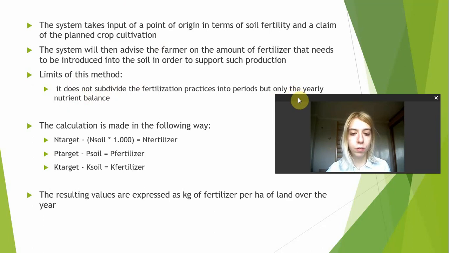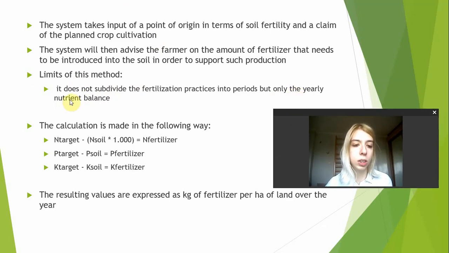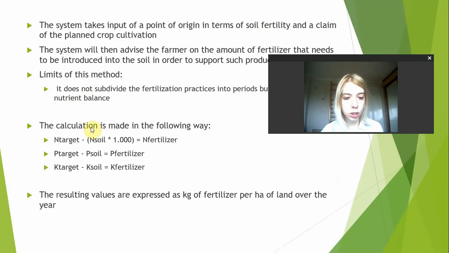The limit of this method is that it does not subdivide the fertilization practices into periods, but only the yearly nutrient balance. So this is the calculation made for fertilizers, for nitrogen, phosphorus, and potassium. These are the formulas, and the resulting values are expressed as kilograms of fertilizers per hectare of land over the year.